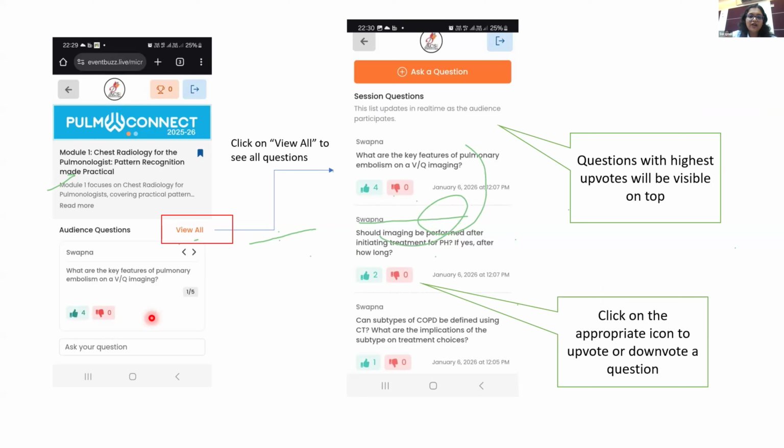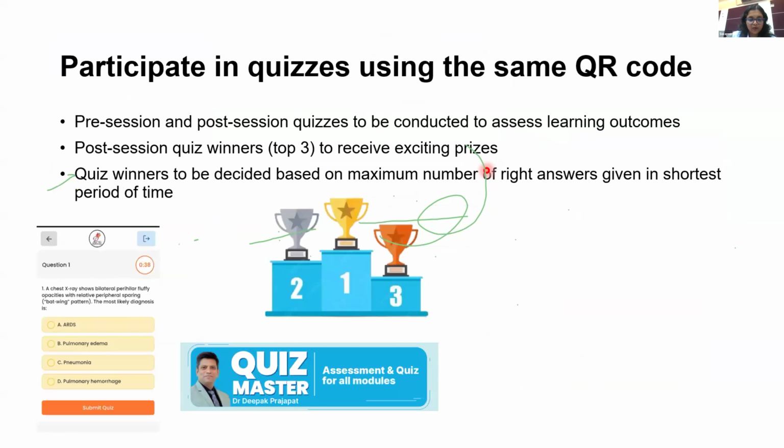Based on the number of upvotes, the questions with the maximum number of upvotes will be seen on top, and the moderators will have the option to pick the most important or the most upvoted questions and answer them after their talk. So that is about upvote and downvote.